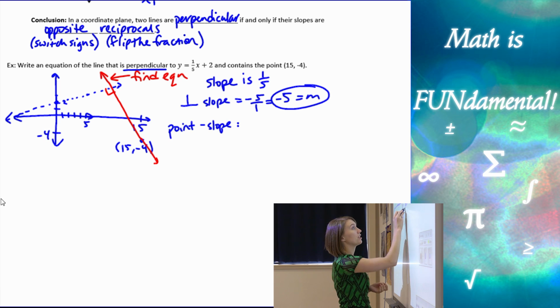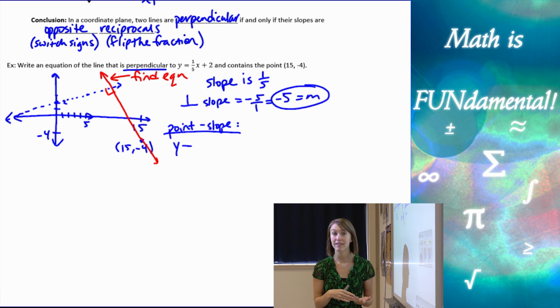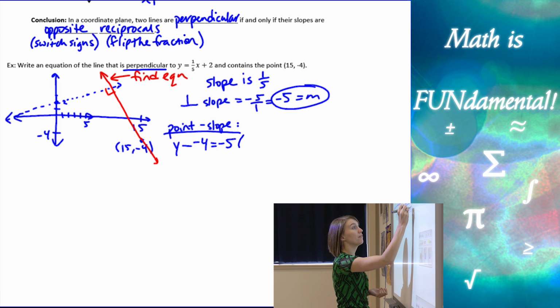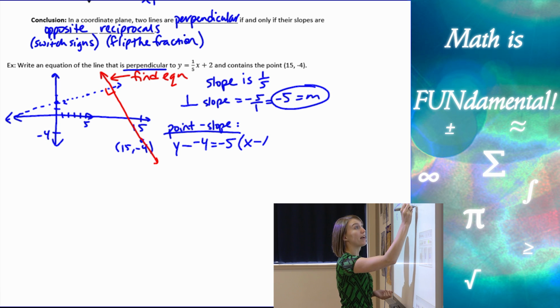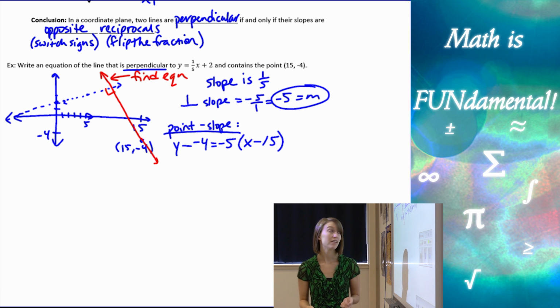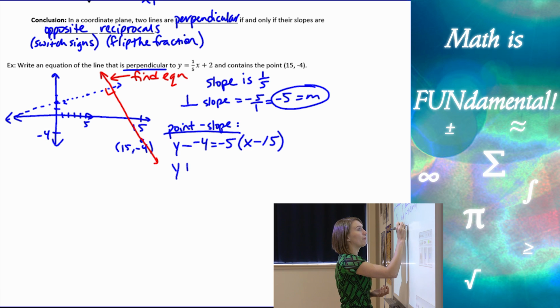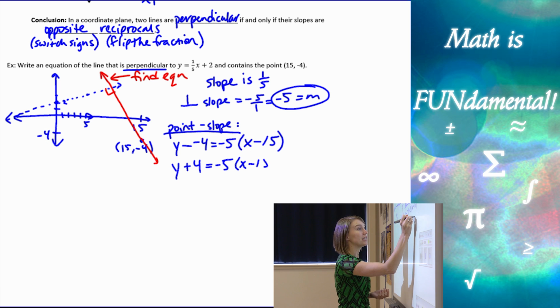So I'm going to use point slope form. Point slope equation. So I have y minus, my y for my point that I'm using on my line is -4. So -4 equals my slope, which is -5, times x minus my x value, which is 15. All right, and then we just need to simplify a little bit. So we're going to have y plus 4 equals -5, x minus 15.